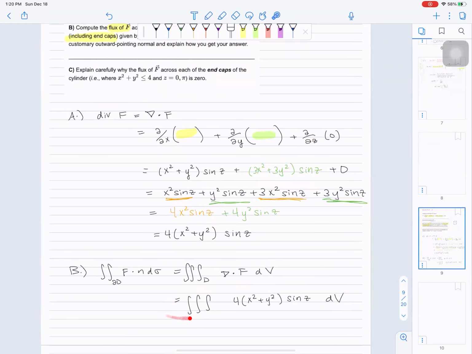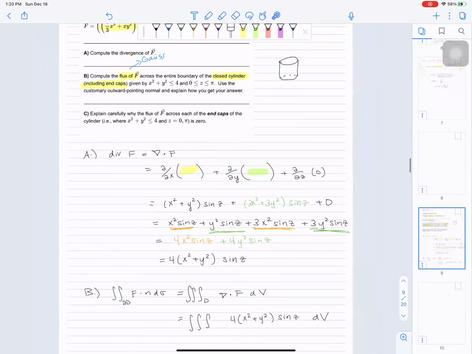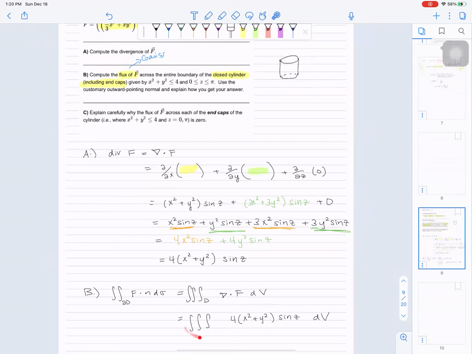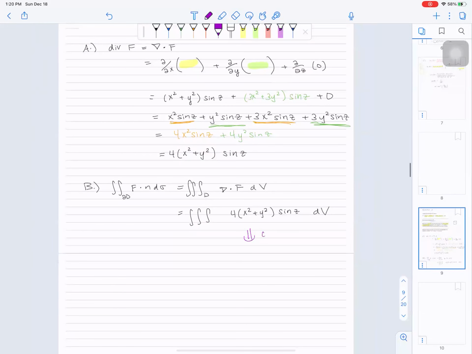So I have this triple integral. I have a cylinder though. I could keep doing this integral in Cartesian coordinates, but why would I want to do that when I could do cylindrical coordinates? Because I have a cylinder. So let's convert to cylindrical.